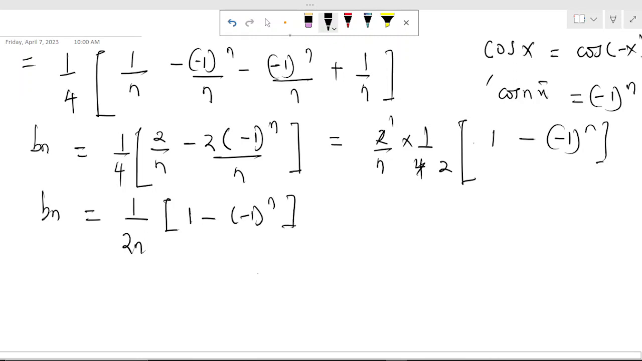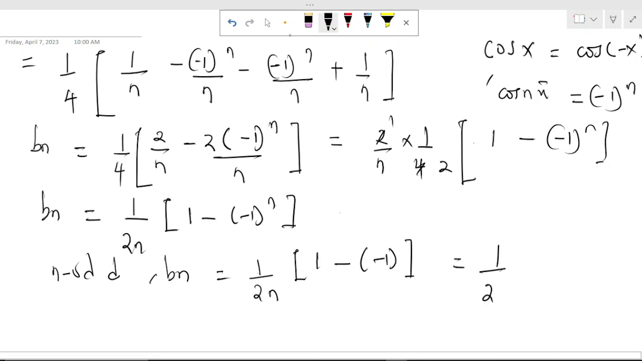Now, Bn has an expression that depends on what n is. So we have to check. For odd values of n, what is our Bn? And for even values of n, what is our Bn? So let's check. So when n is odd, our Bn will be equal to 1 over 2n, 1 minus. So we know that minus 1 raised to an odd number gives us minus 1. So we still have minus 1, giving us 1 over 2n, 1 plus 1, which is 2, and giving us 1 over n.